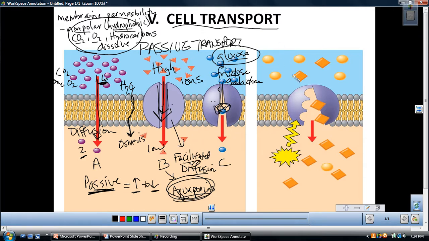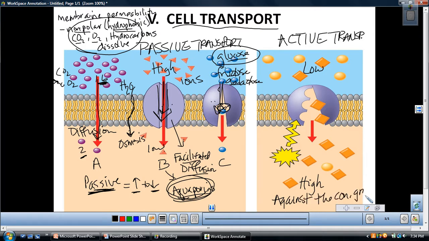Okay, the second picture over here is going to represent active, which is the second type of transport, active transport, which is defined as going from a low to a high concentration, against the concentration gradient, against the gradient. Okay, so in this picture, these little squares, you can see that there are only two on this side, and they're moving through where there are 1, 2, 3, 4, 5 on this side.